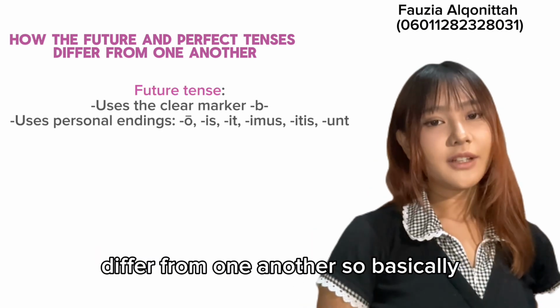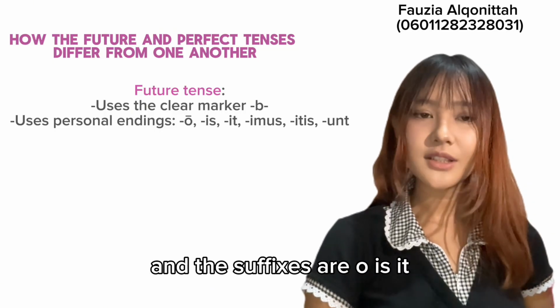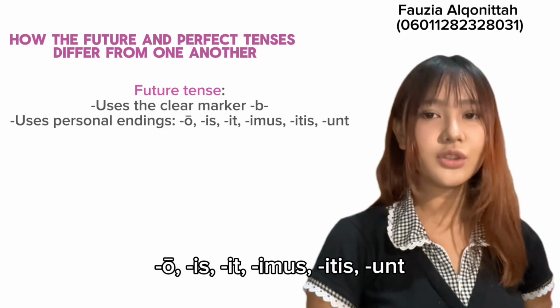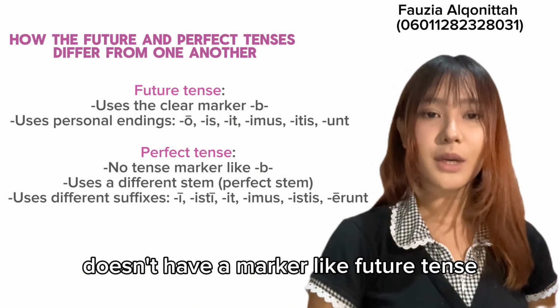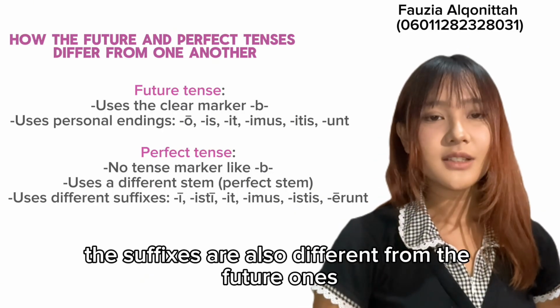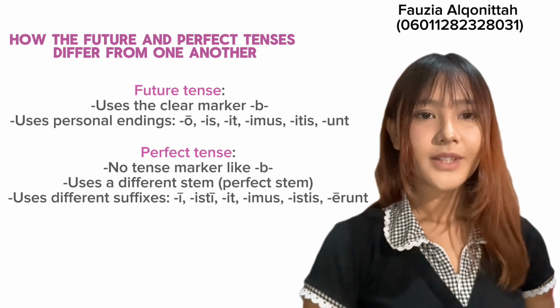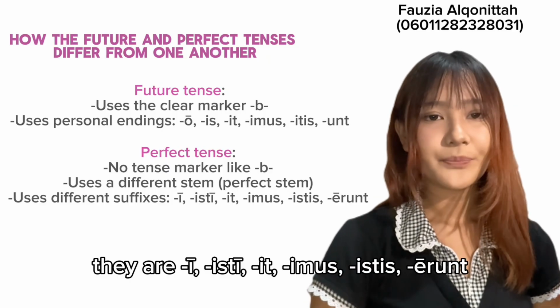So, basically, future tense uses B as the marker for future tense, and the suffixes are O, is, it, imus, itis, and unt. Perfect tense, on the other hand, doesn't have a marker like future tense and instead uses different stems. The suffixes are also different from the future ones. They are I, isti, it, imus, istis, and erunt.